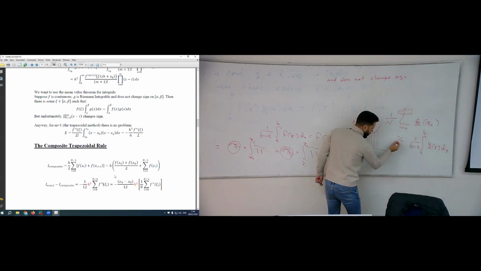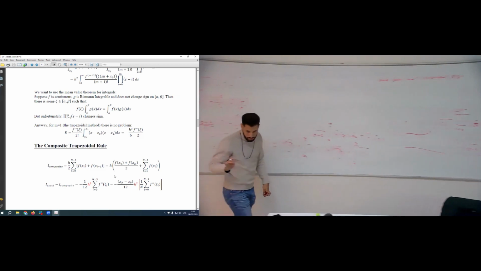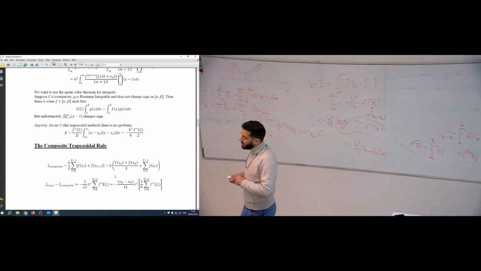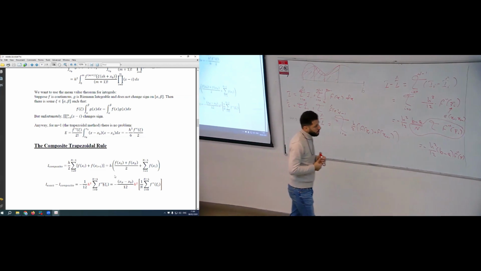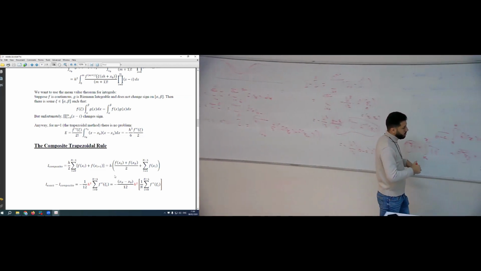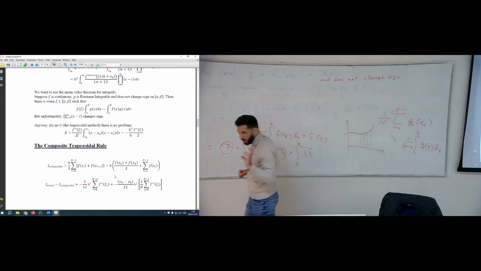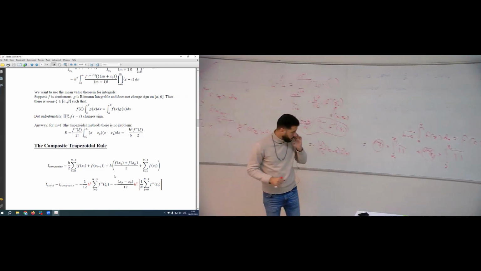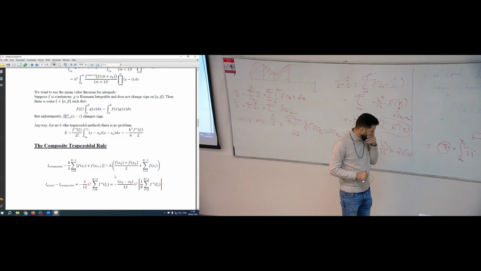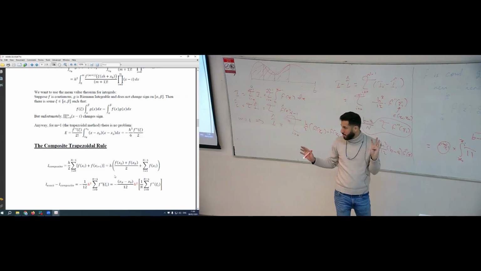And again, approximately. Okay. So if n is very, very large, this is the average of the function plus a small correction. You agree with me? All of you?